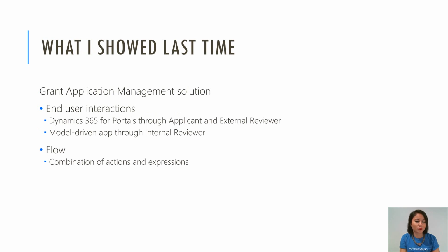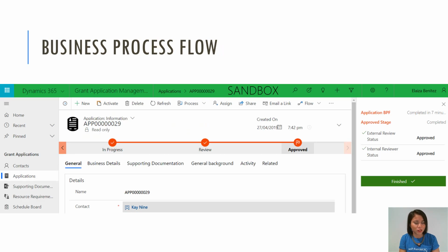What I showed you last time was how you can automatically update a business process flow stage from one stage to another in a model-driven app using Flow. I talked about how there are multiple end users in my grant application management solution. We had the applicant and the external reviewer interacting through Dynamics 365 for portals, and the internal reviewer interacting through the model-driven app. So this is the business process flow that I showed you last time.